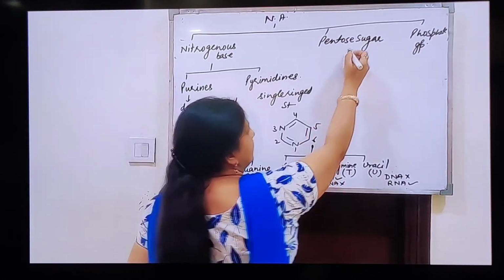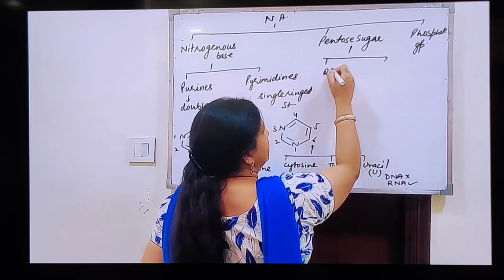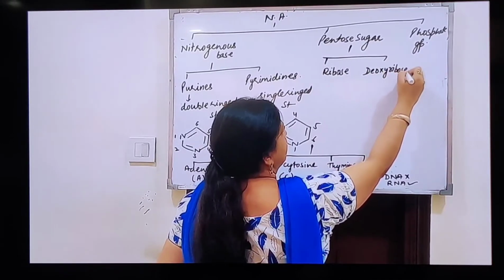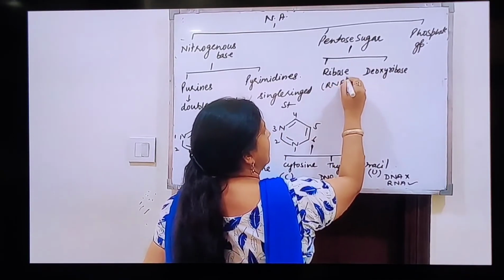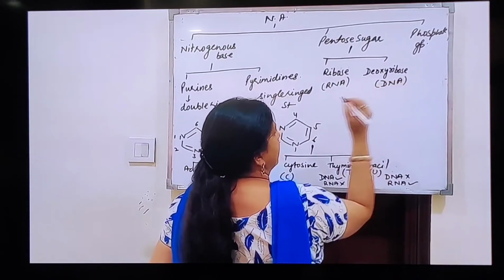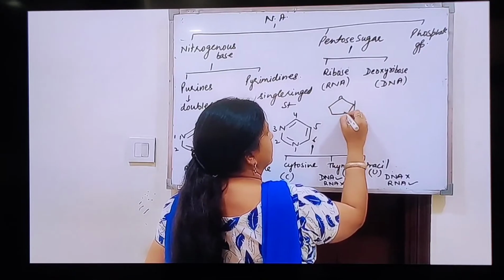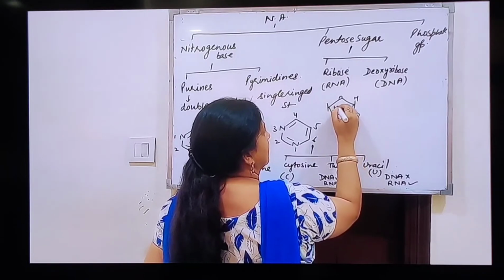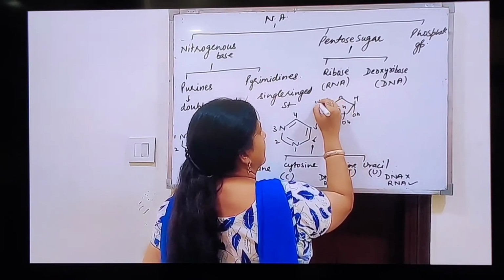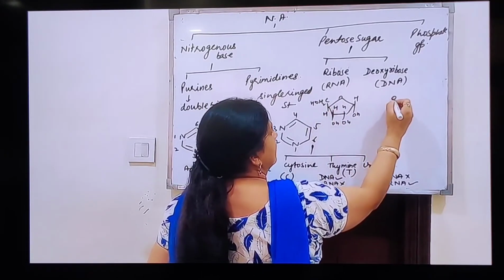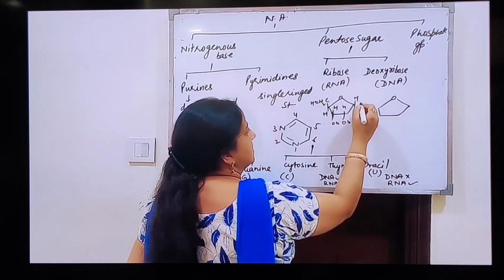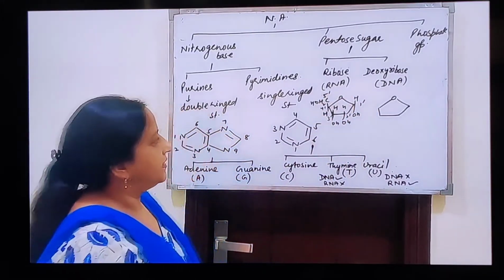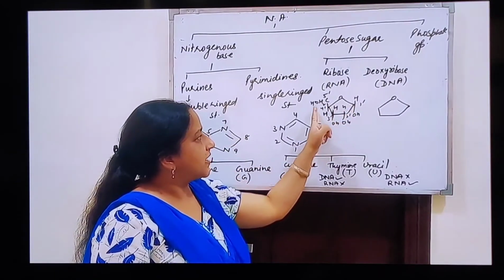Next we come to pentose sugar. Pentose sugar is of two types, ribose and deoxyribose. Ribose is present in RNA and deoxyribose is present in DNA. Structure of ribose is like this. 1 dash, this is 2 dash carbon, 3 dash carbon, 4 dash carbon, and this is 5 dash carbon.